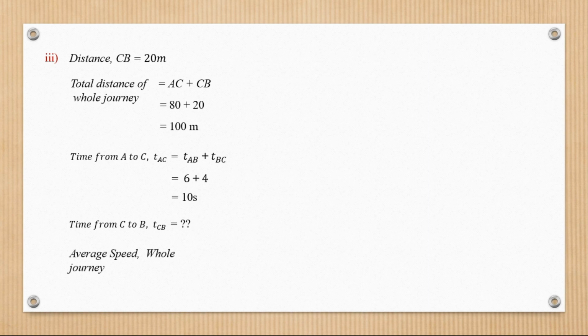But we also know the average speed for the whole journey was already given, and that was equal to 5 meters per second. So therefore, using the formula, average speed is equal to total distance over total time. So we're now going to be dealing with the whole distance. So we know the total distance is 100 meters as we've calculated, and then the total time for the whole journey is definitely supposed to be the times of AB, BC, and CB totaled together. But we already know the time of AB and the time of BC, and then we're only left with the time of CB.